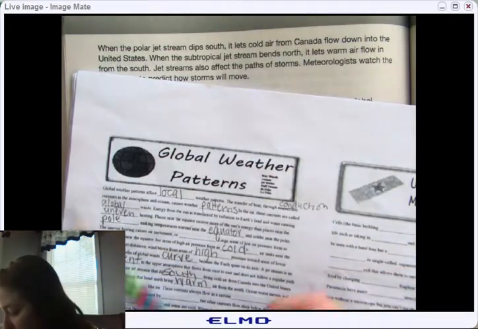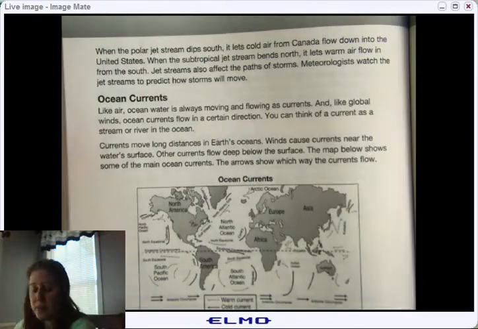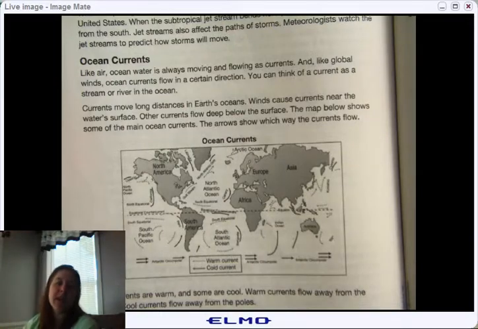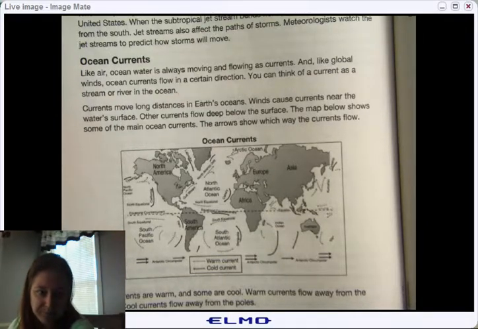Ocean water moves and flows in blank like air. So we are going to look at our ocean currents. Like air, ocean water is always moving and flowing as currents. And like global winds, ocean currents flow in certain directions. You can think of a current as a stream or a river in an ocean.